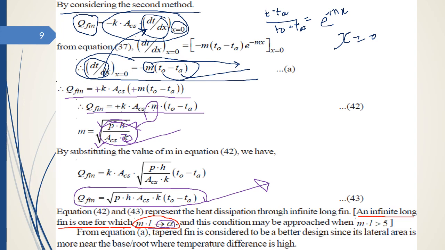That is m into L tends to infinity, and this condition may be approached when m into L is greater than 5. That is, fin coefficient and length of fin, when we multiply both of them, if the value is more than 5, it means we can say that this is the first case where the fin is of infinite length. So now I hope it is very much clear to you how to find out Q and how to find out the temperature variation for the first case when the fin is infinitely long.